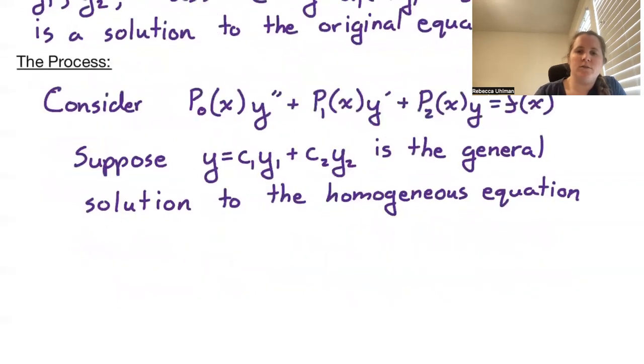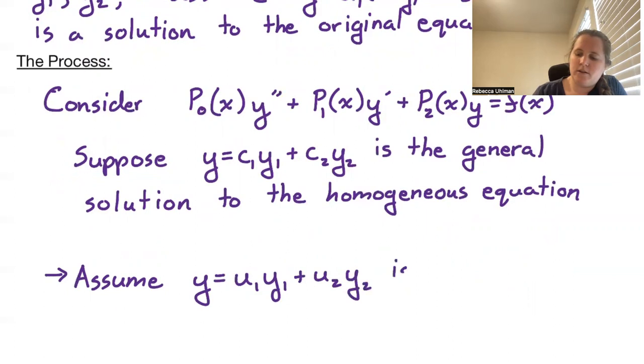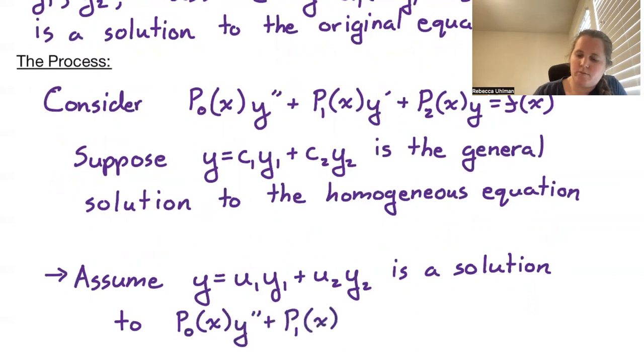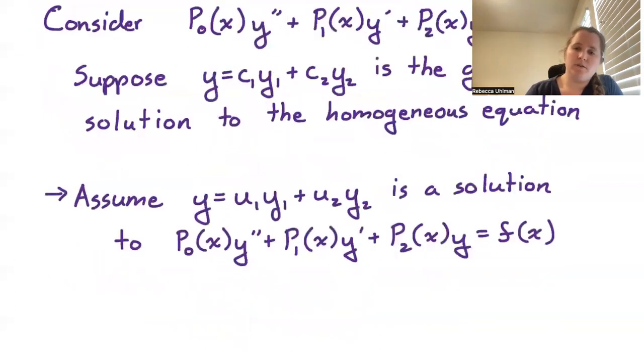Then what we are going to do is assume y equals u1 times y1 plus u2 times y2 is a solution to the original P0 of x, y double prime, plus P1 of x times y prime, plus P2 of x times y equals f of x. Now, something very important to note here.